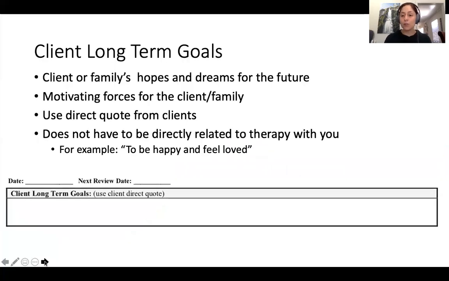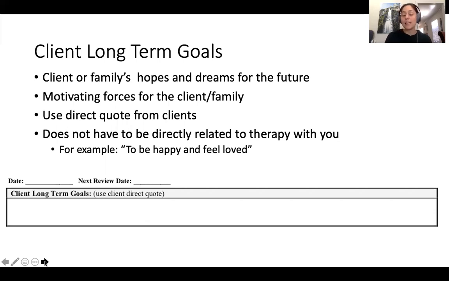The first part of the treatment plan is the long-term goal. And this is the client's long-term goal for their life and should be written in direct quotes from the client. Because this is a direct quote from the client, it does not need to be written in SMART format. I'll tell you more about SMART format next. And it does not necessarily have to be a therapy goal.